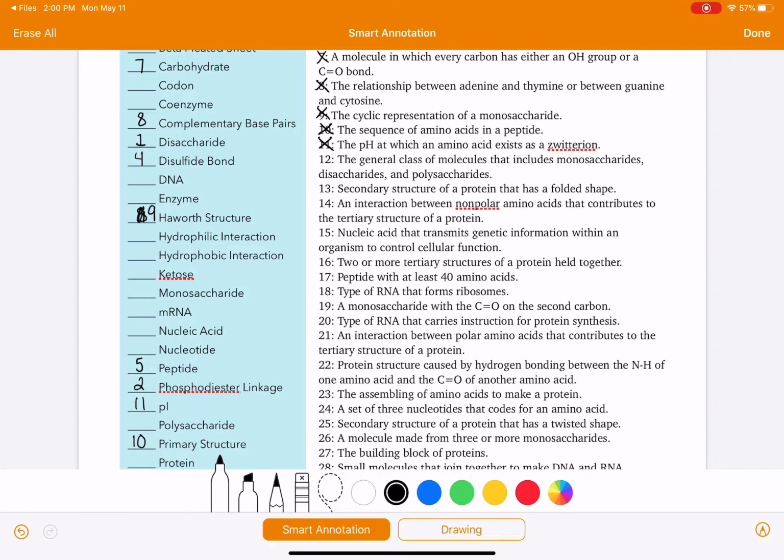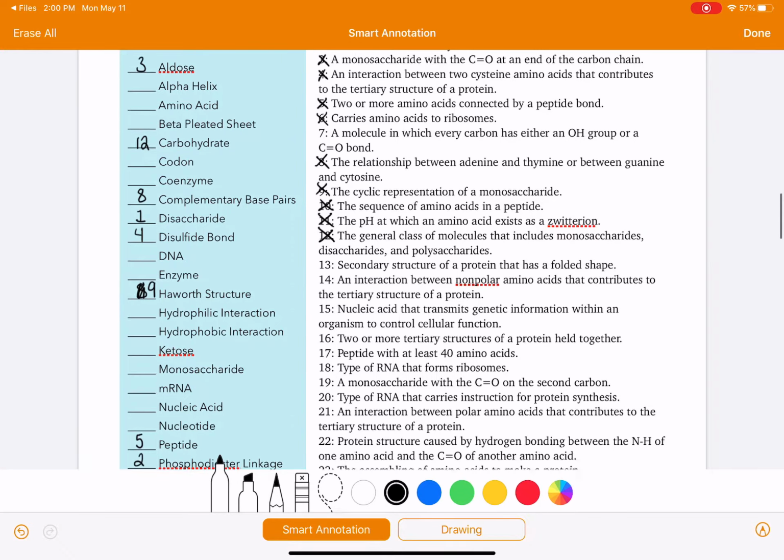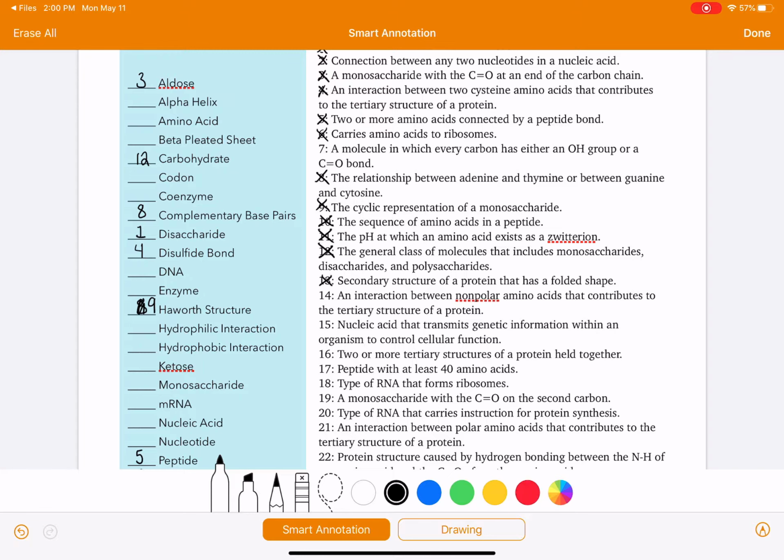General class of molecules that includes monosaccharides, disaccharides, and polysaccharides, that's carbohydrates, which I've already used. Better fix that. So carbohydrates is number 12. We'll come back to number 7. 13, secondary structure of a protein that has a folded shape. That is the beta pleated sheet. An interaction between nonpolar amino acids that contributes to the tertiary structure. So interaction between nonpolar, that is our hydrophobic interactions.